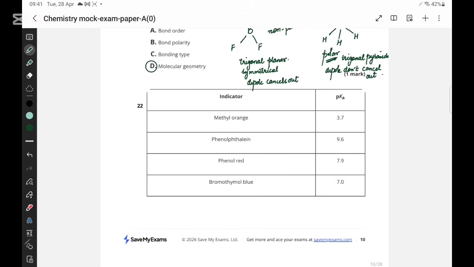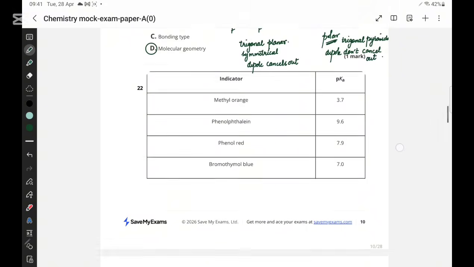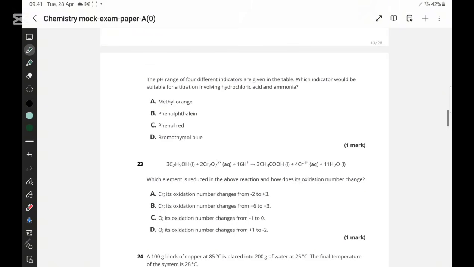So for the next question, we have indicators and their pKa values. Methyl orange 3.7, phenolphthalein 9.1, phenol red 7.9, bromothymol blue is 7.0. The pH ranges of 4 different indicators are given in the table. Which indicator would be suitable for titration involving HCl and ammonia? Ammonia is a weak base, while HCl is going to be the strong acid.